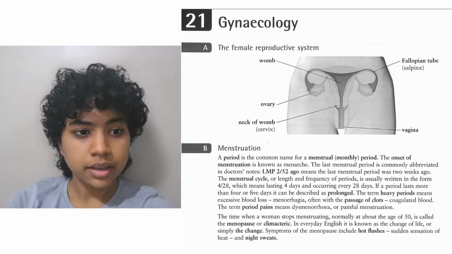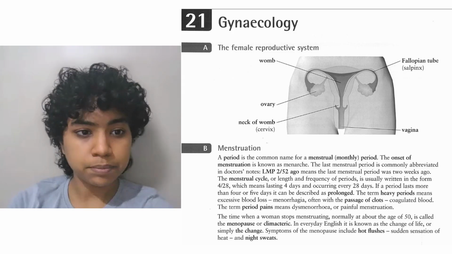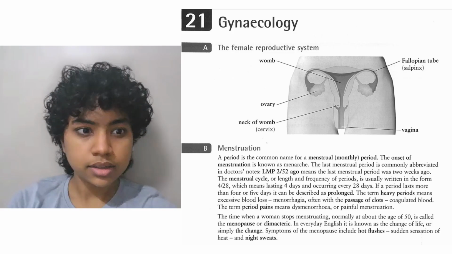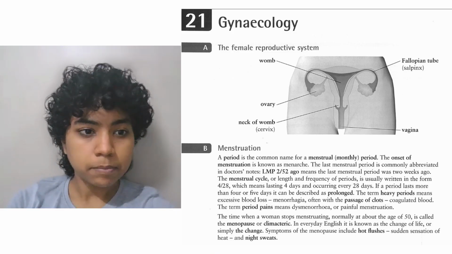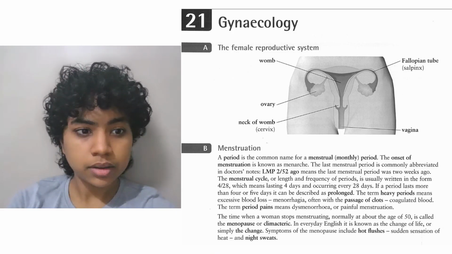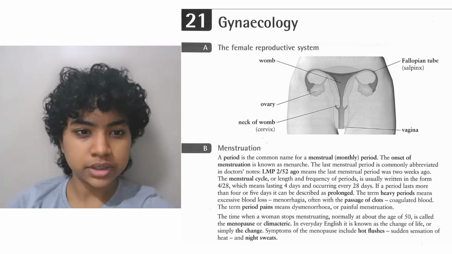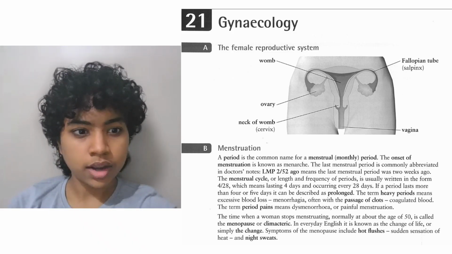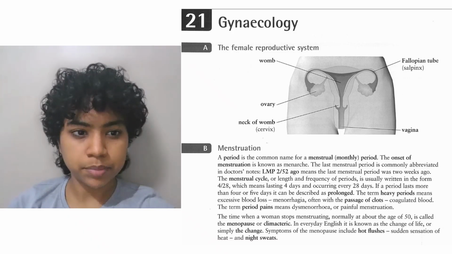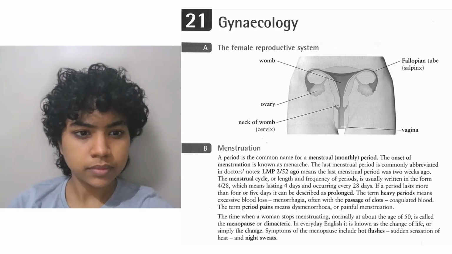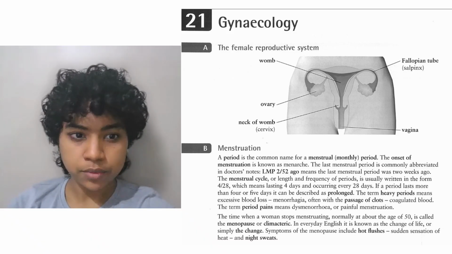The term heavy periods means excessive blood loss, menorrhagia, often with the passage of clots, coagulated blood. The term period pains means dysmenorrhea, or painful menstruation.